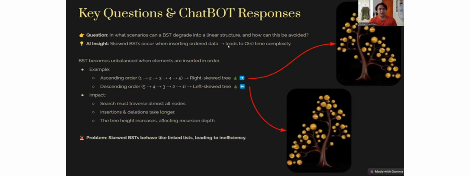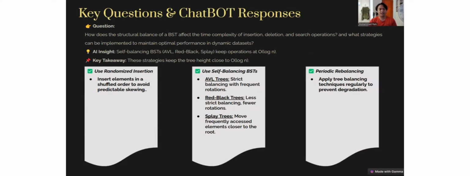A BST degrades when elements are inserted in sorted order, forming a skewed structure that resembles a linked list. For example, inserting numbers in ascending order creates a right-skewed tree, making searches inefficient. To avoid this, we can use self-balancing BSTs, such as AVL trees, which maintain a strict balance with frequent rotations.